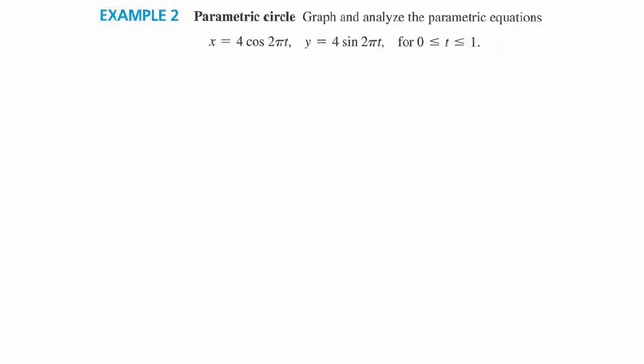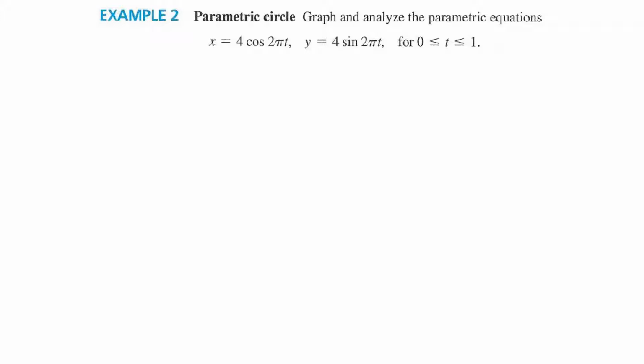Graph and analyze the parametric equations x equals 4 cosine 2 pi t and y equals 4 sine 2 pi t for 0 is less than or equal to t is less than or equal to 1. So obviously we're not going to plug in 0 and 1. That will not get us where we need.